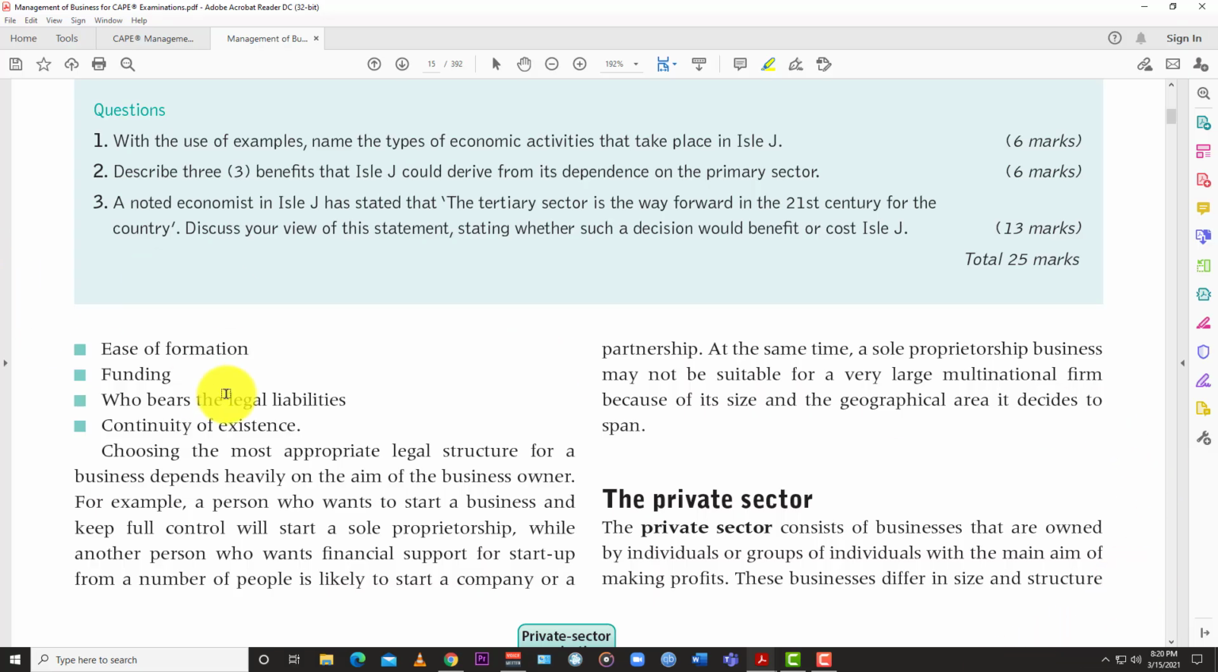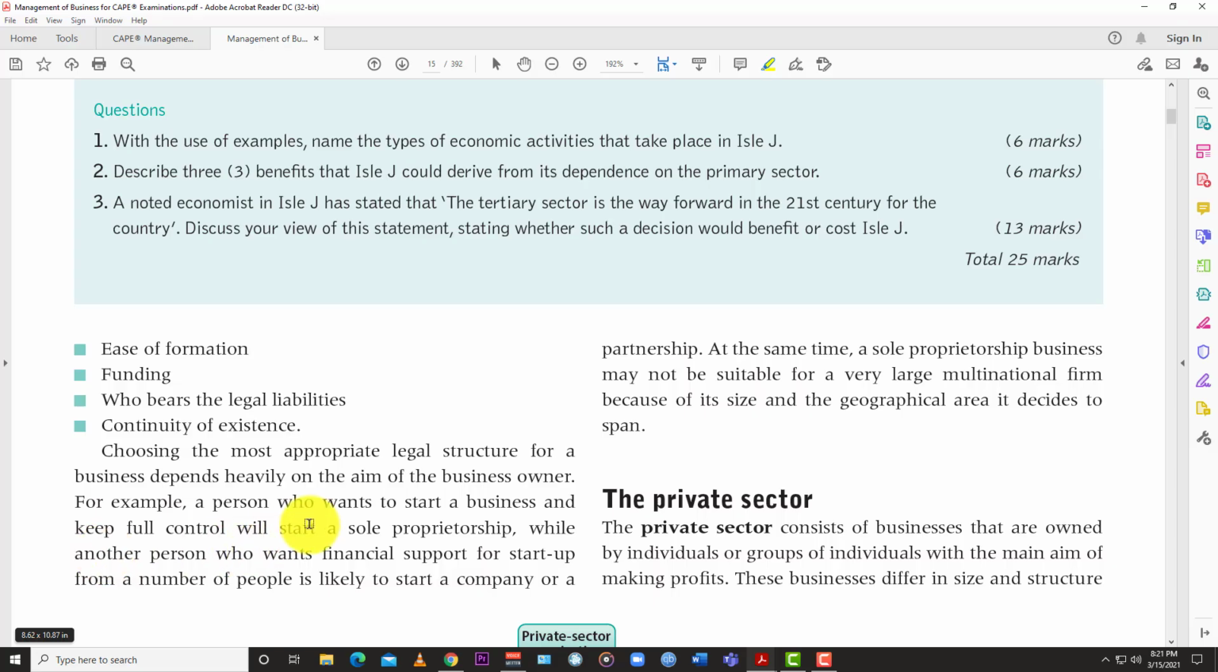Then we have the continuity of existence. That again is affected by the legal structure. For example, sole trader, when the person dies, that's it. Even if a family member continues the business by name, legally it's not the same business because they are new owners. So the continuity of existence is also affected by the legal structure. Companies live on far beyond the founders because everybody who is a shareholder is basically a part owner, so it lives on.